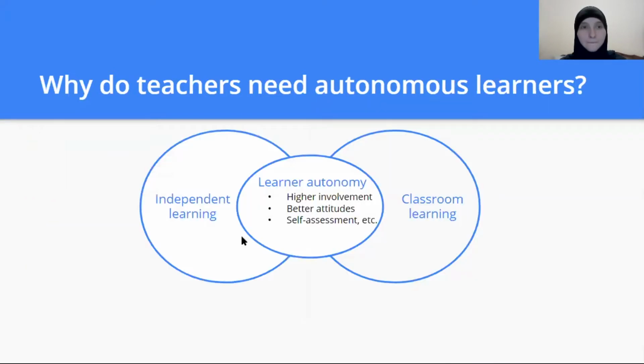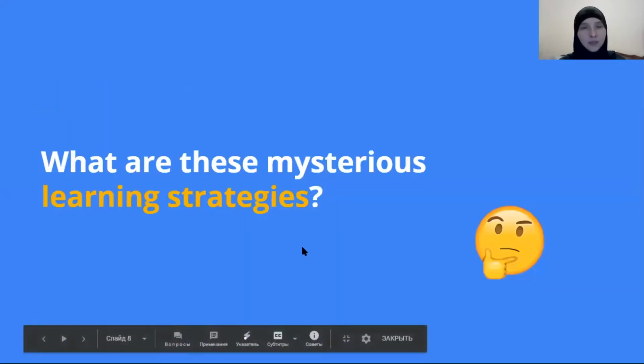Now, I would just like to point out that learner autonomy is widely spread in independent learning, but I'm sure that there are some opportunities and some tools which we can use to apply learner autonomy inside of the classroom too. As a result, we would probably have higher involvement, better attitudes, self-assessment, etc. Now, what are these mysterious learning strategies which I mentioned?